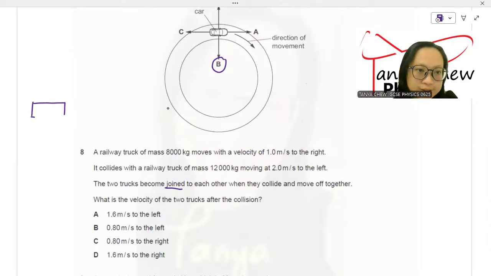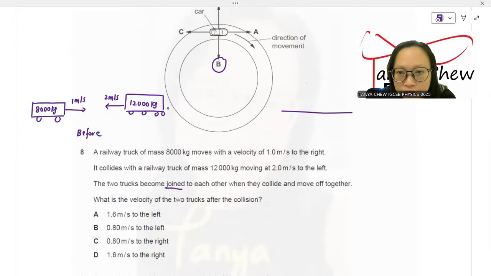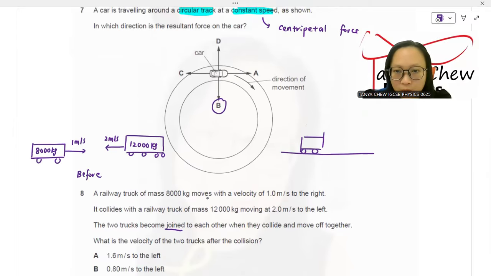So I'm going to draw it here. This is the 8,000 kilogram truck, which is moving to the right 1 meter per second. And another truck, which is bigger, 12,000 kilogram, moving to the left with 2 meter per second. This is before collision. And after the collision, the two trucks join together. The bigger one and the smaller one, they join together.